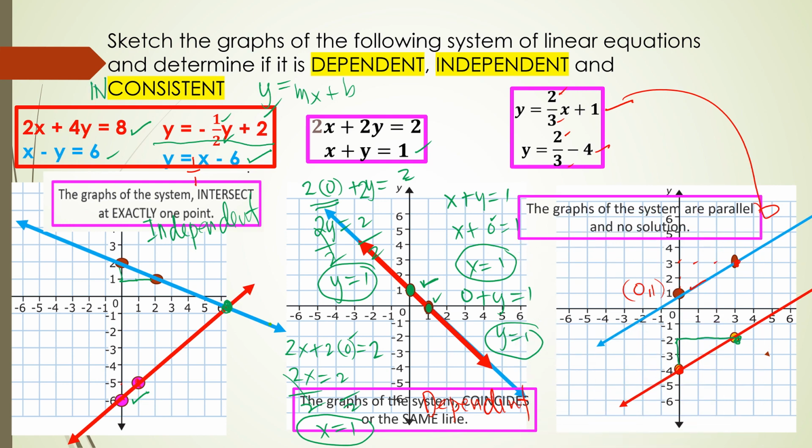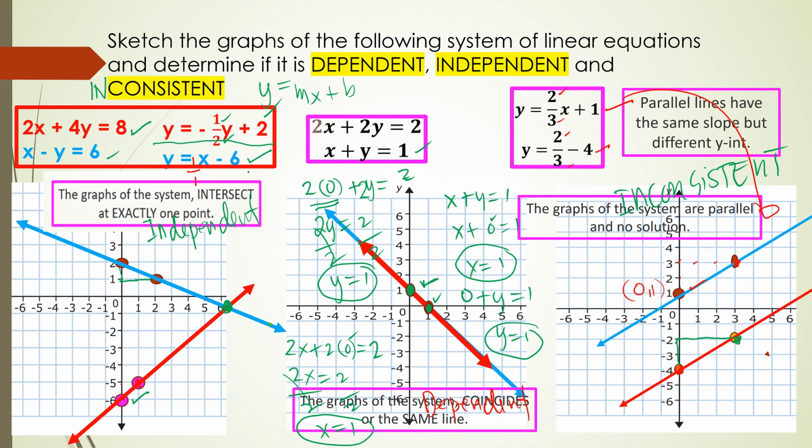So when we say inconsistent, when can we obtain an inconsistent system? If the two graphs are parallel to each other. But remember, if we have lines that are parallel, as you have seen, they have the same slope. So remember, parallel lines have the same slope but different y-intercept. So remember that.